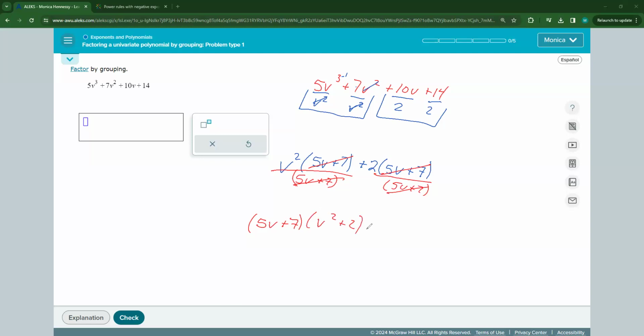Now, your parentheses, you can write them in whichever order. Sometimes we get in the habit of putting the ones with the highest exponent in the first parenthesis, but it really doesn't matter too much. You can have it in whichever order. So I'm just going to put it in the order that I have it, and that is 5v plus 7 and v squared plus 2.